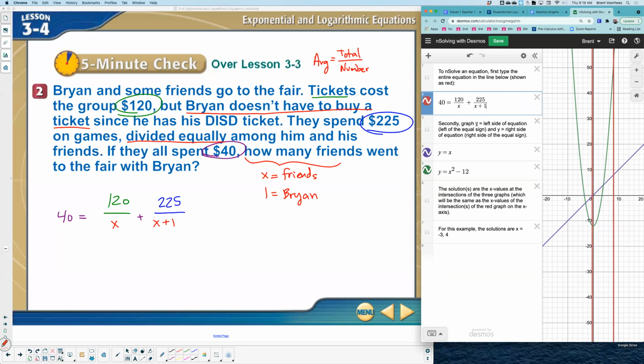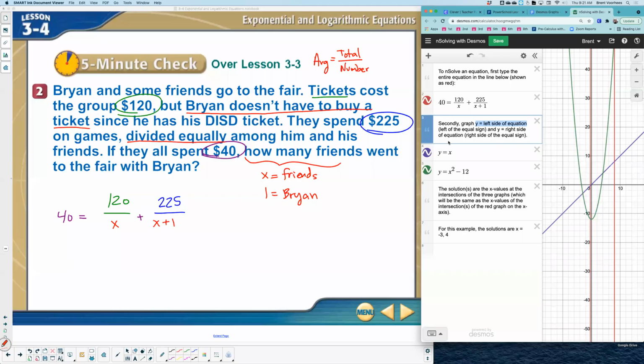Secondly, it says graph Y equals the left side of the equation. Now, what is my left side of the equation? I'm going to pause. What's the left side of the equation? What did we say the left side of the equation was before the announcement? Look at the problem. What symbol always divides the equation? The equal sign divides it. What's on the left of the equal sign? 40. So you need to have Y equals 40 here.